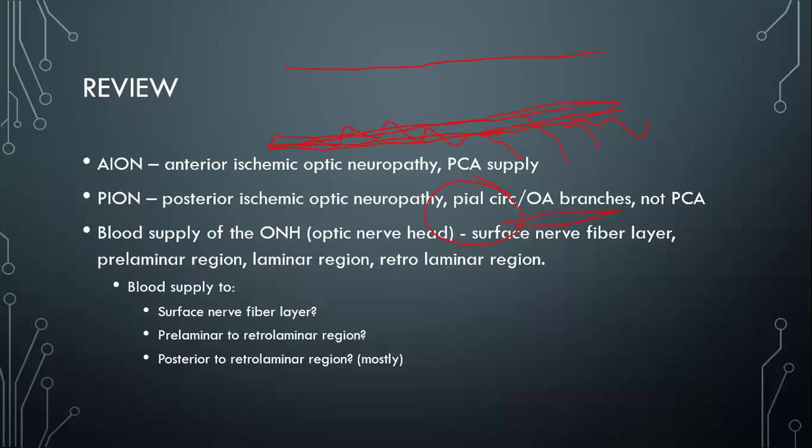All right, so if we're thinking about the optic nerve in its different layers, you have the surface nerve fiber layer. What's that supplied by? That's not the PCA circulation, that's the retinal artery circulation. So the branches of the central retinal artery fan out and supply the nerve fiber layer. Then we have the laminar and lamina cribrosa optic nerve head area. That area is supplied primarily by the PCA circulation. And then you have the posterior part, so you're behind the retrolaminar region. What's that mostly supplied by? That's mostly supplied by branches off the ophthalmic artery that aren't the posterior ciliary arteries. It's supplied by this pial circulation.